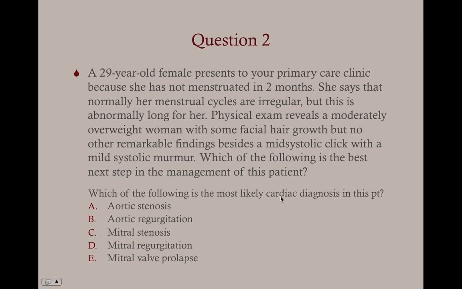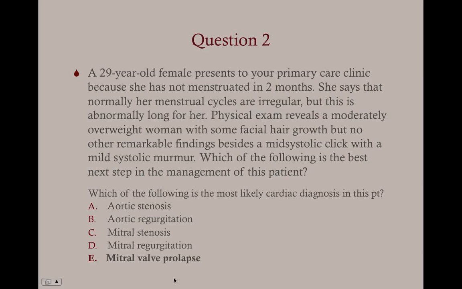Which of the following is the most likely cardiac diagnosis in this patient? Is it A, aortic stenosis, B, aortic regurgitation, C, mitral stenosis, D, mitral regurgitation, or E, mitral valve prolapse? And the diagnosis in this patient is E, mitral valve prolapse.